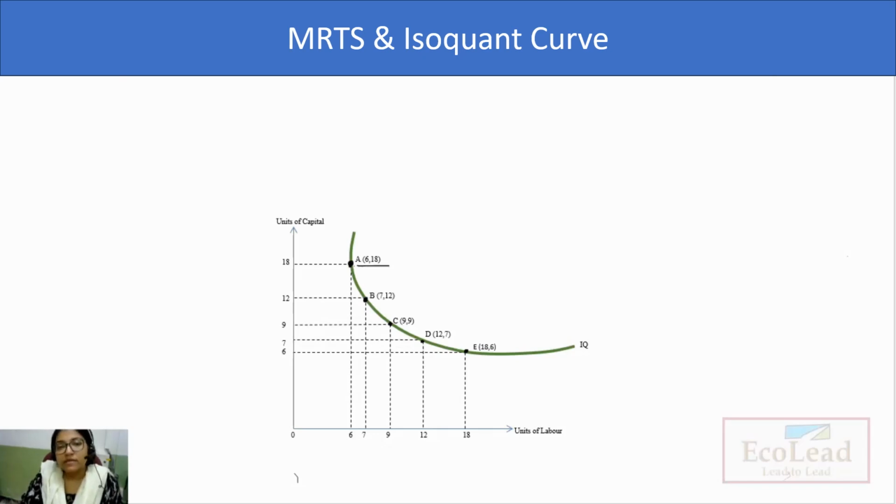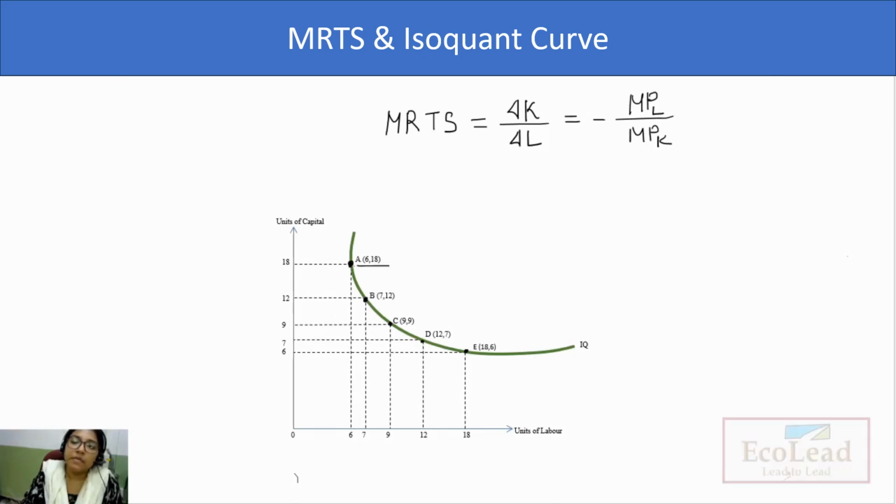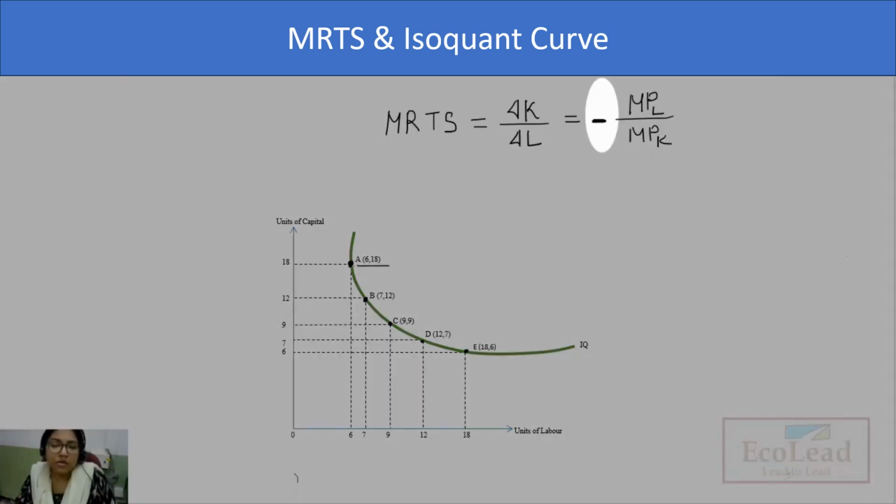So we have seen that marginal rate of technical substitution is nothing but the slope of the isoquant curve, which is equal to the ratio of the marginal product of labor and the marginal product of capital. Remember, if we are considering the MRTS, we consider the magnitude of the slope. Now look at the sign here. The sign is negative.